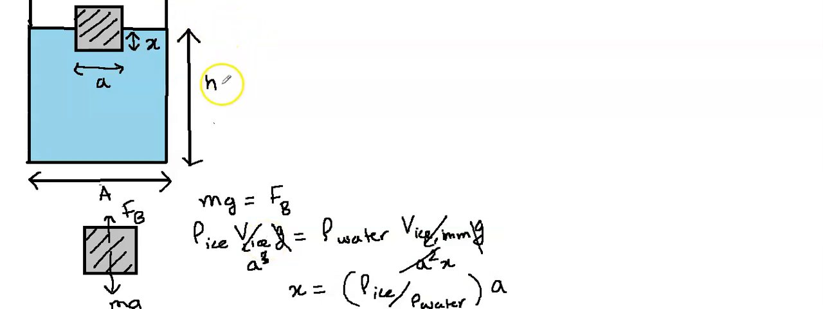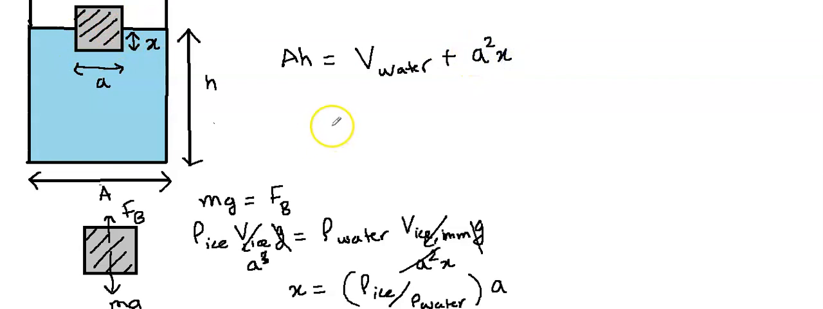So let's also derive an expression for the height of the water. We know that A h, which is the volume of this cylinder right here, is the sum of the volume of the water and the volume of the ice that's immersed. So that's a squared x. So now we have an expression for h and we have an expression for x. So let's call this 1 and let's call this 2. So all of this is before the ice melts.